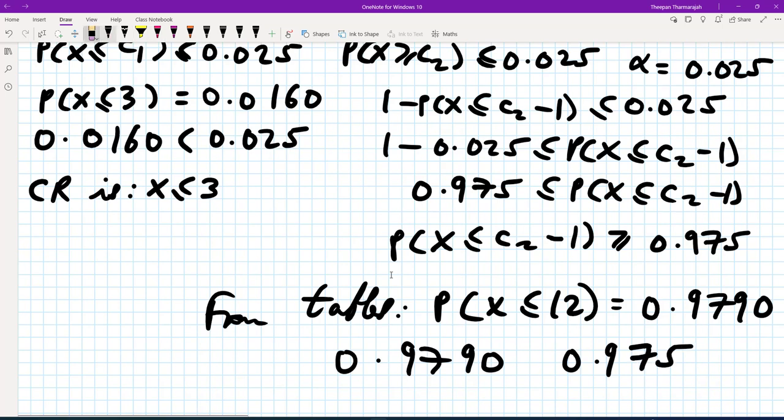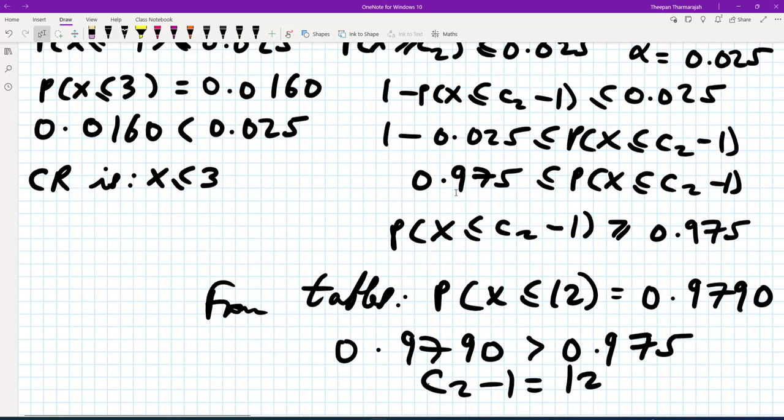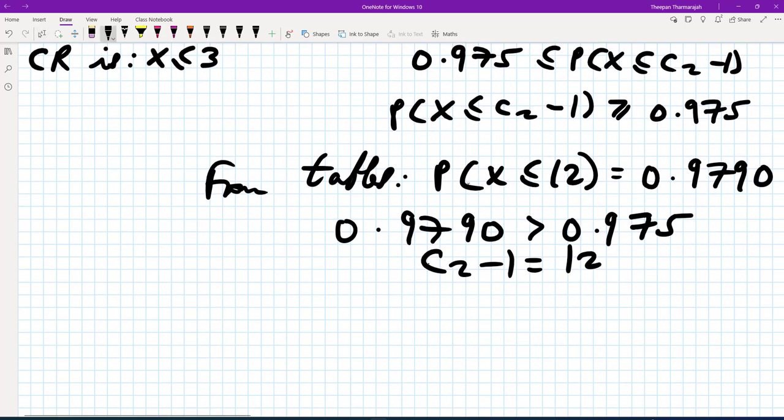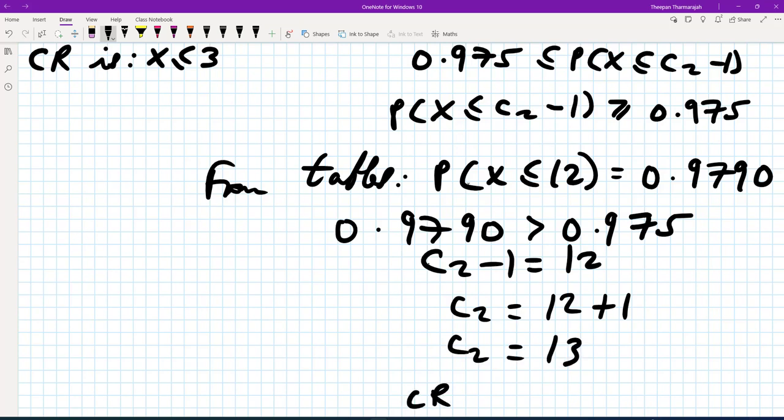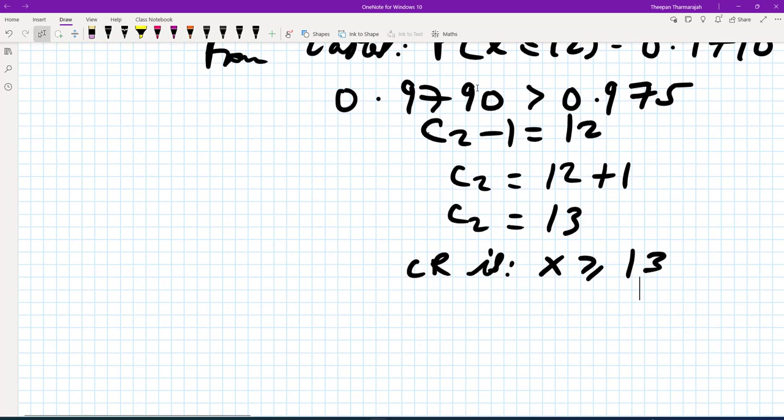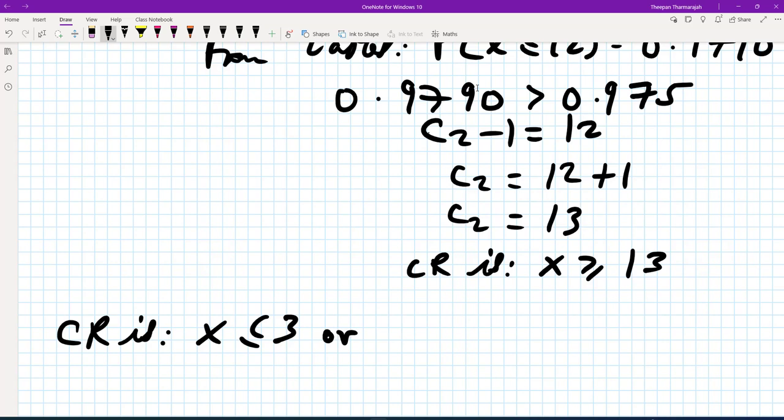Again, improving the clarity here. So therefore we can say C2 minus 1 must be 12. So C2 must be 13. So we add 1 to it. So I'll just write that in. So the critical region is that X must be greater than or equal to 13. So overall, our critical region is as follows: X is less than or equal to 3, or X is greater than or equal to 13.